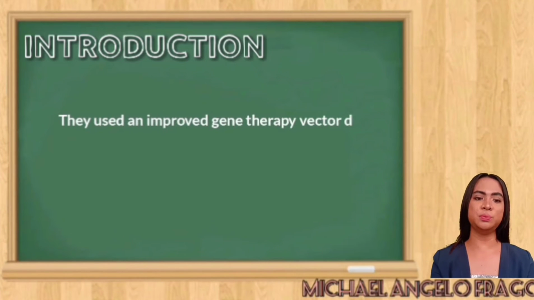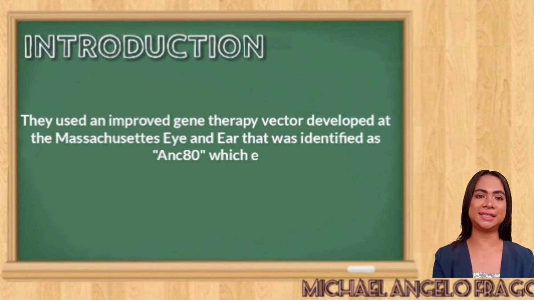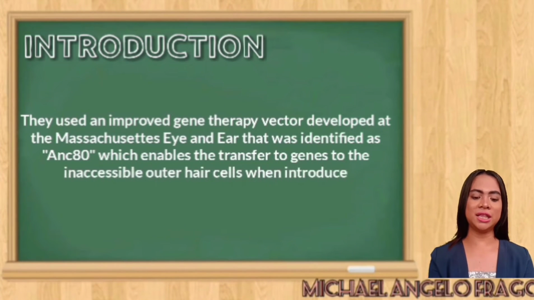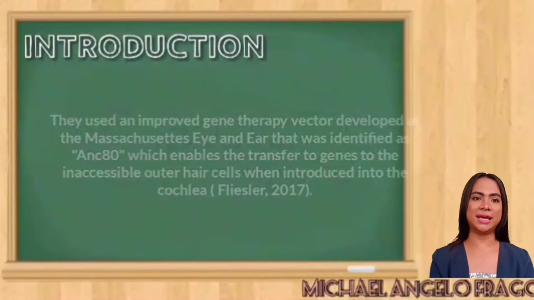They used an improved gene therapy vector developed at the Massachusetts Eye and Ear, identified as AC80, which enables the transfer of genes to the inaccessible outer hair cells when introduced into the cochlea.